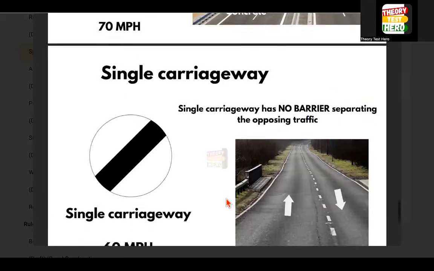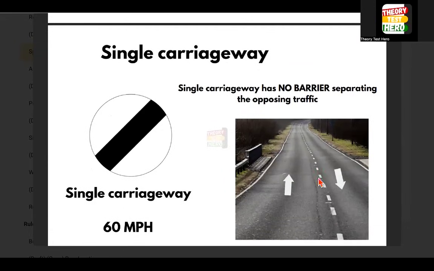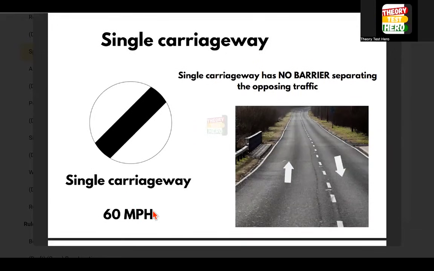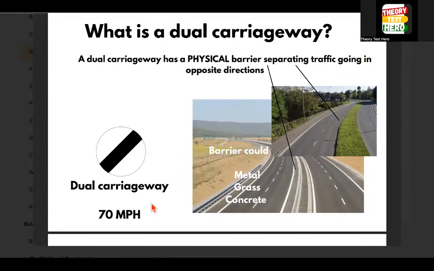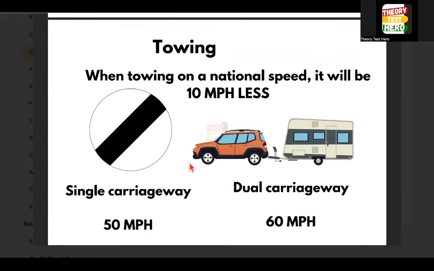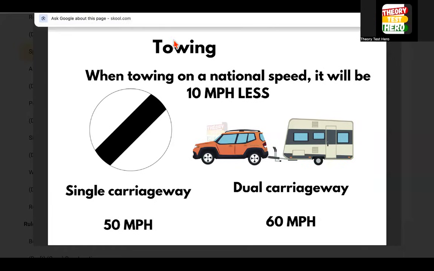But on a single carriageway, you don't have that physical barrier separating the two sides of the road, and therefore it's going to be a lower speed limit because there's nothing separating the cars going past each other quite fast. So that's why it's a lower speed limit of 60. Okay, so single is going to be 60, dual is going to be 70, motorway 70 as well. And then if you're towing a trailer or a caravan, all you have to do is minus 10 from those numbers, and it gives you the answer. 60 for dual, 50 for single carriageway if you're towing a trailer or caravan. Okay, let me send this to you guys so that you can have a look at this as well.